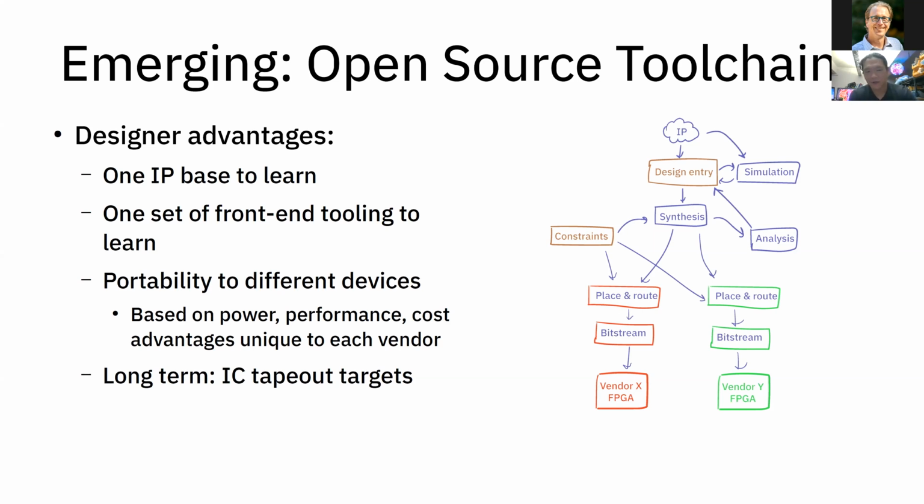So the advantage of this type of flow is that you get a single IP base to learn, and then you can target your favorite FPGA, everything from a Lattice to a Xilinx to an Altera. You only have to learn one set of front-end tooling, and then you can basically port the IP to different devices depending upon the power, the performance, the cost, the density that you can get out of devices.